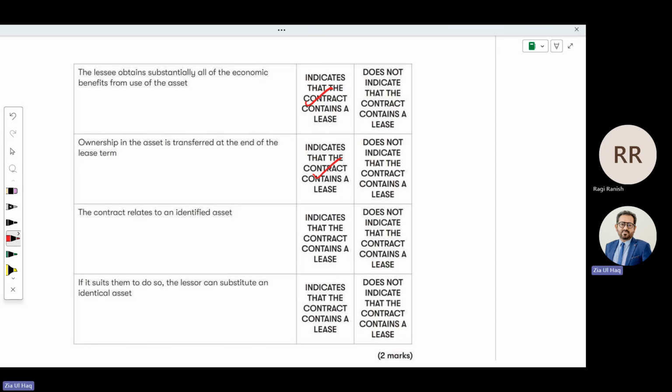The contract relates to an identifiable asset. Yes, in a lease, there should be an identifiable asset against which you are obtaining the lease. If it suits them to do so, the lessor can substitute an identical asset. No, he cannot substitute with an identical asset. The same asset will remain.